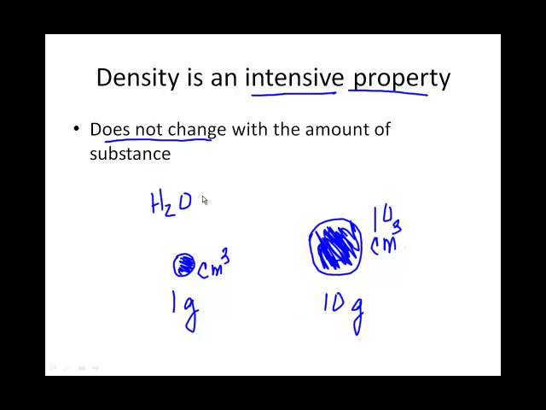So what we're trying to show here is that the density of water is always a ratio. For every gram sample you have, it takes up 1 cubic centimeter of space. So the density of water is right around 1 gram per cubic centimeter. And if you just have 10 times as much water, it's going to take up 10 times as much space. So that's just an example of how water density is an intensive property.